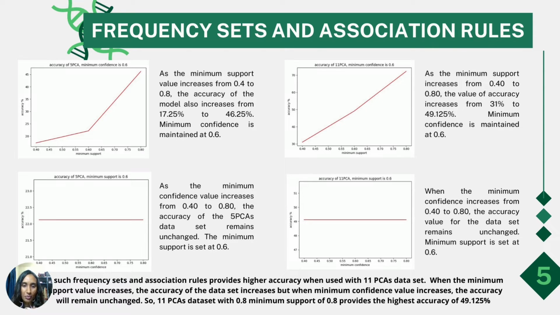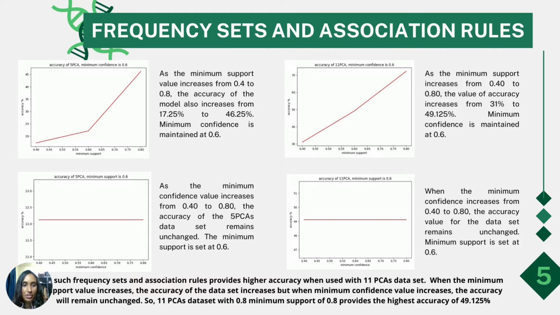Here, the minimum support was increased from 0.4 to 0.8, but the value of accuracy also was shown increasing from 31% to 49%. The minimum confidence here was also maintained at 0.6. So again here, if you look at 5 PCA and 11 PCA, when the minimum confidence value increased, the subsets remain unchanged. But here, when the minimum confidence value increases, again, the value of the dataset remains unchanged.